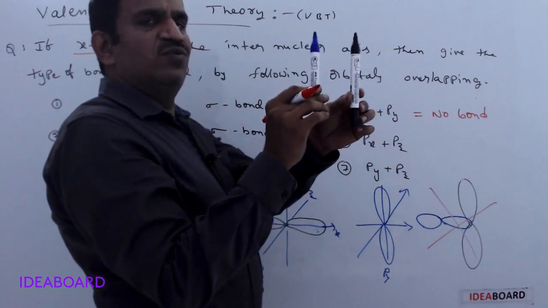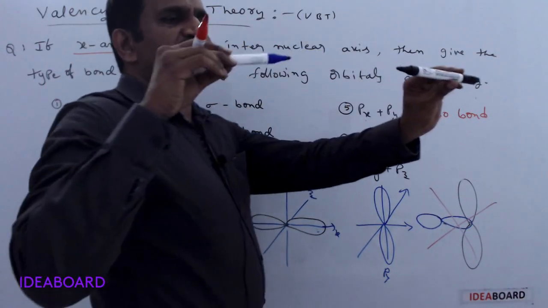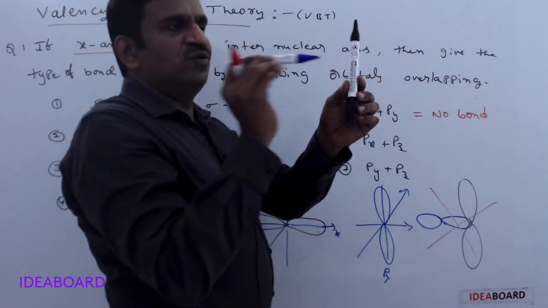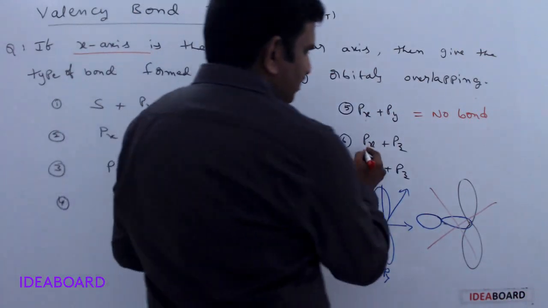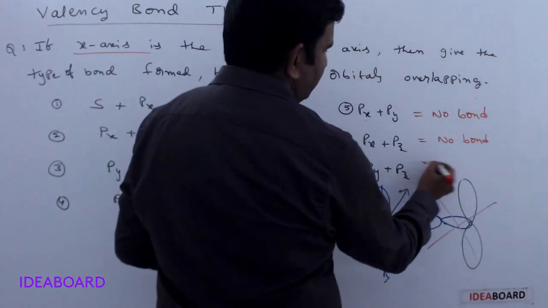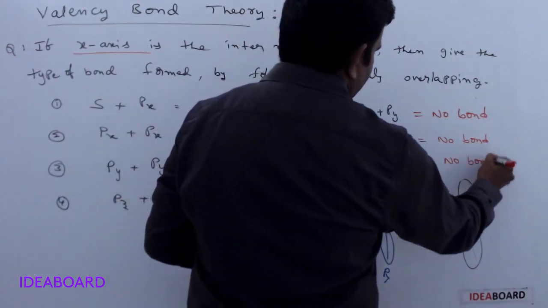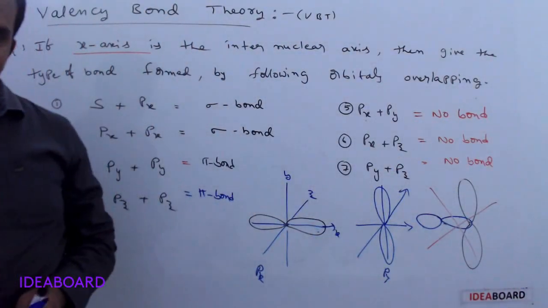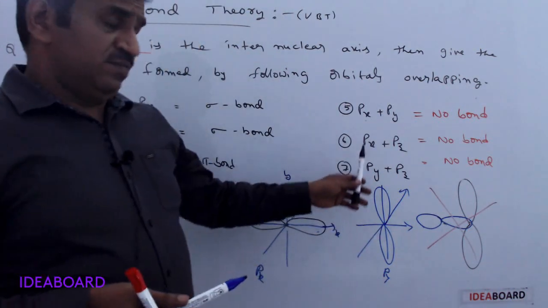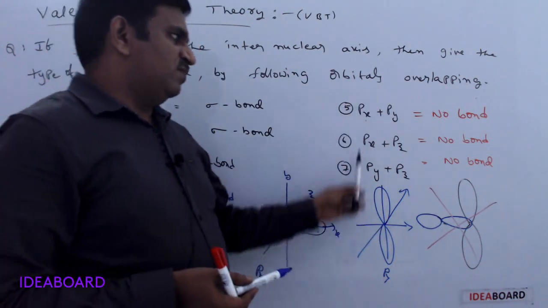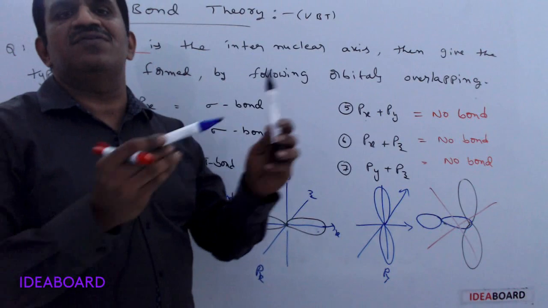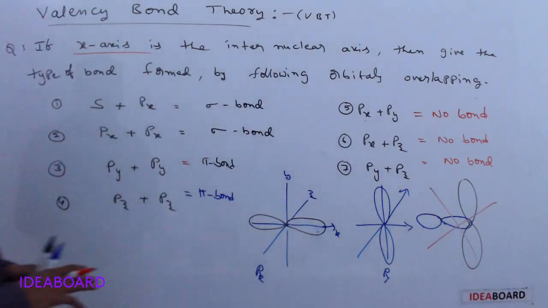If they are present like this, sidewise overlapping is possible. If they are present like this, linear overlapping is possible. But if one is present like this and one like that, it is not possible. And px, pz also, no bond formation. And py, pz also, no bond, because they are perpendicular orbitals. Perpendicular orbitals will never form a bond. So this type of orbital mixing will not result in covalent bond formation. Please remember this.